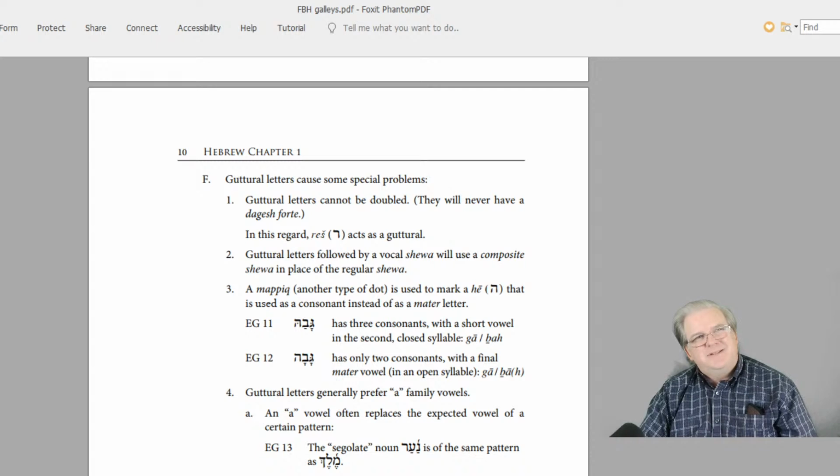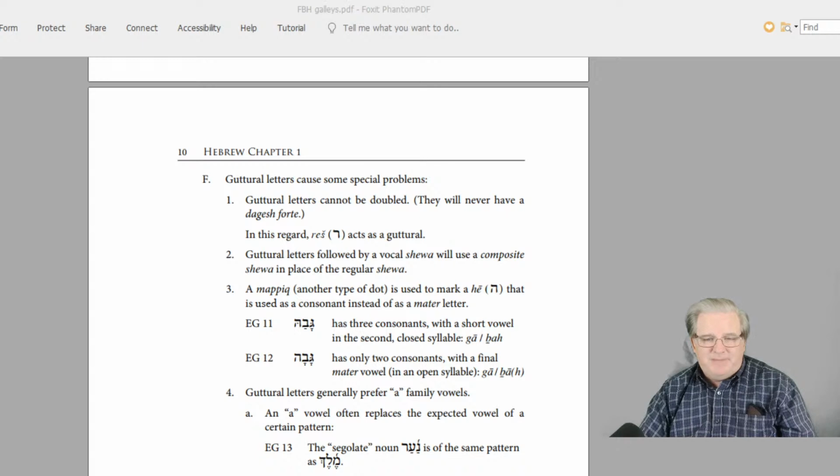Well, they're guttural, and so they don't do stuff that other letters do. They don't double. No, see, I'm working my way backwards to forwards. They don't double. They'll never have a dagesh forte. And in this regard, resh, that's why it's in parentheses. This is the rule it obeys. It's a guttural. It will not double. So they'll take the composite schwa instead of the vocal schwa. Okay.